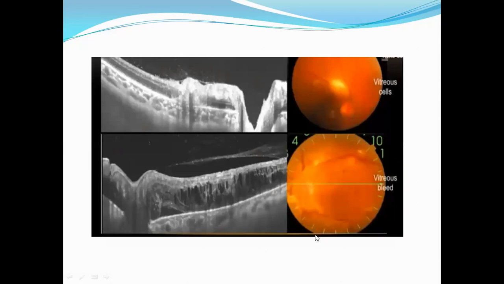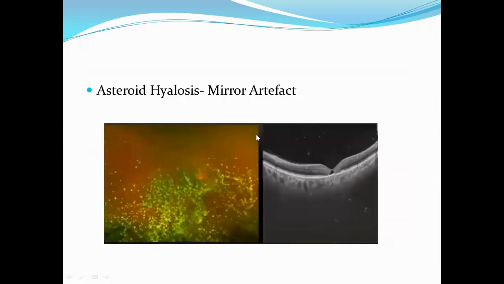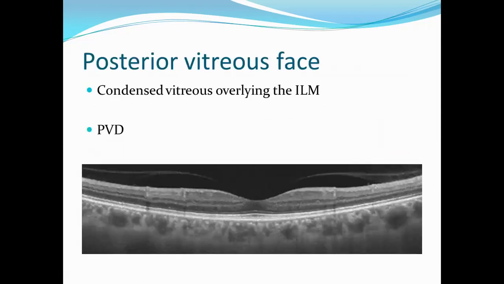The second is a case of PDR, again PDR with hemorrhage in the vitreous. So these are blood cells. And this is a typical picture of asteroid hyalosis. You see hyperreflective dots in the vitreous, and sometimes it causes a mirror artifact. So आपको hyperreflective dots will be seen in front as well as at the back of the retina. This mirror artifact is seen in asteroid hyalosis.